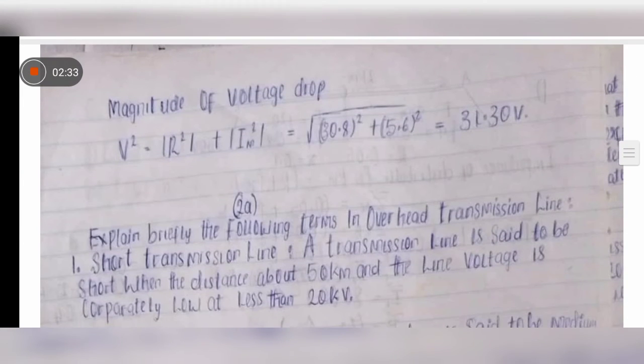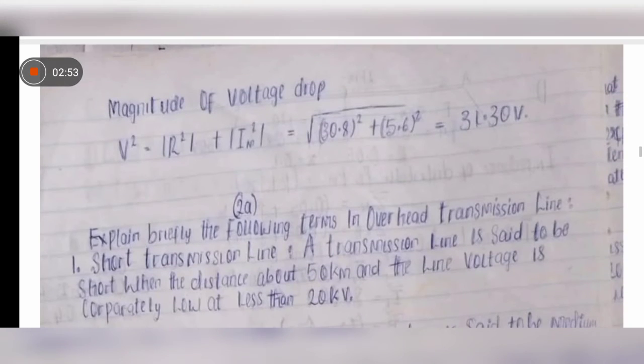Then after that, we'll look for the magnitude of the voltage drop. After we've gotten the total voltage, we'll have V squared equals R squared plus IM squared, from Pythagoras theorem. Then when we square those together, our final answer should be 31.30.